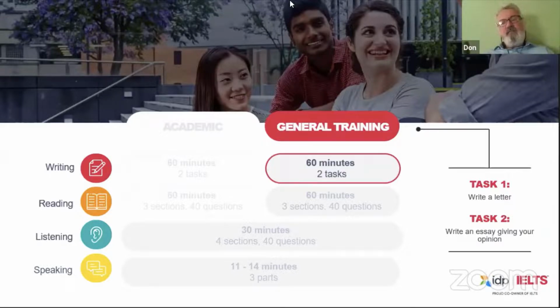So the task 1 is writing a letter, and we will look at a good example of that later. And task 2 is like the academic task 2. It is giving your opinion about a topic. Now, if you are reading in English, if you are reading newspapers in English or magazines in English, look at opinion pieces. Look at a columnist who wants to give his or her opinion about a topic. That is a good example of a task 2 essay. So read, that's an important tip.